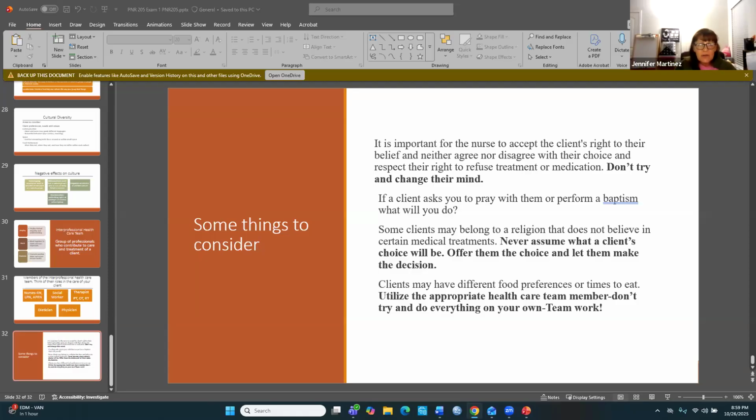If a client asks you to pray with them or perform a baptism, what will you do? Some clients may belong to a religion that does not believe in certain medical treatments. Never assume what a client's choice will be. Offer them the choice and let them make the decision. We can pray with people. We can baptize their child if that is what we need to do.